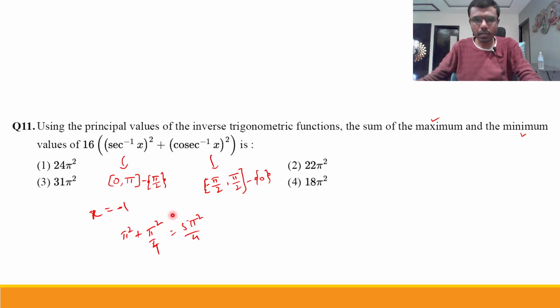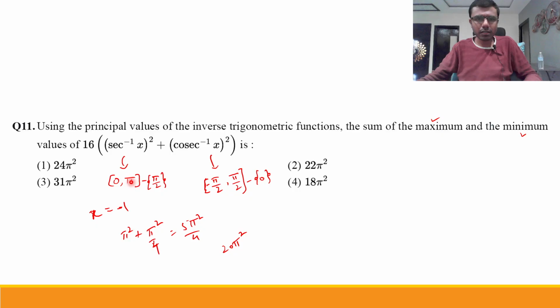And 16, if you multiply, this would become 16 into 5 pi square by 4, four 4s are 16, so 20 pi square. Okay, this is a maximum. Wherein, here I'm getting pi and here I'm getting minus pi by 2. Perfect. Definitely this is the maximum because squares are there. This is the maximum for sure. Now, how to get the minimum?